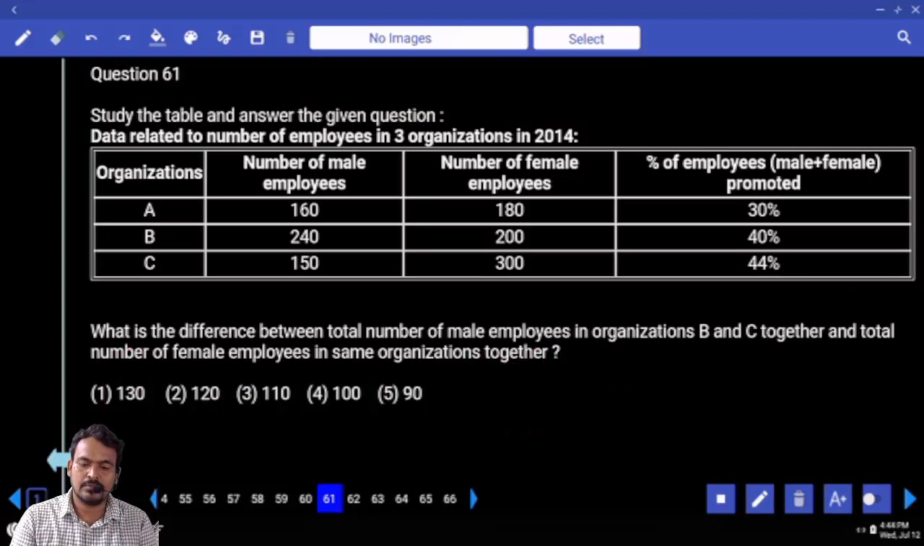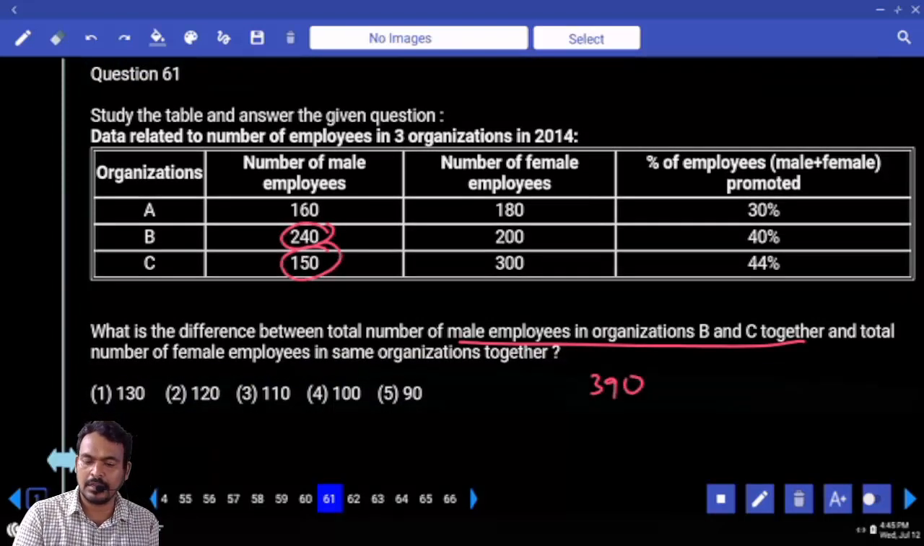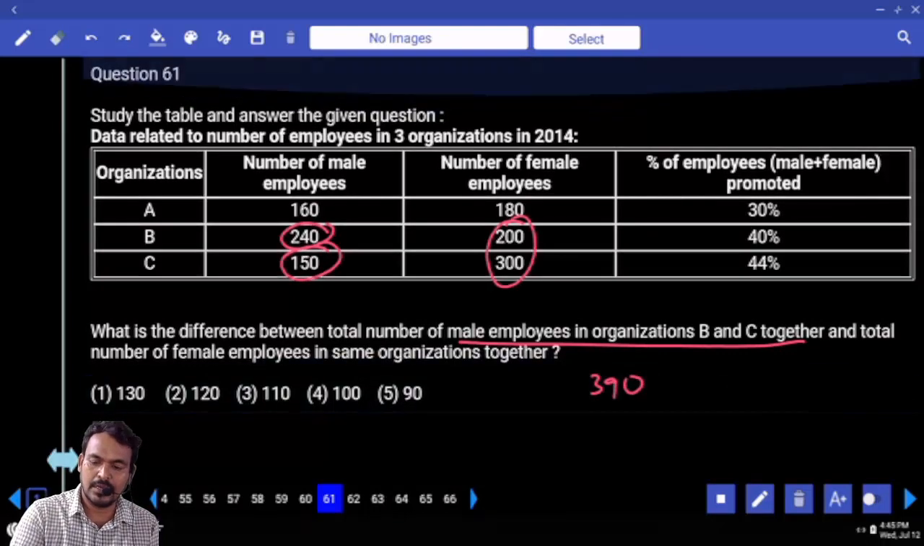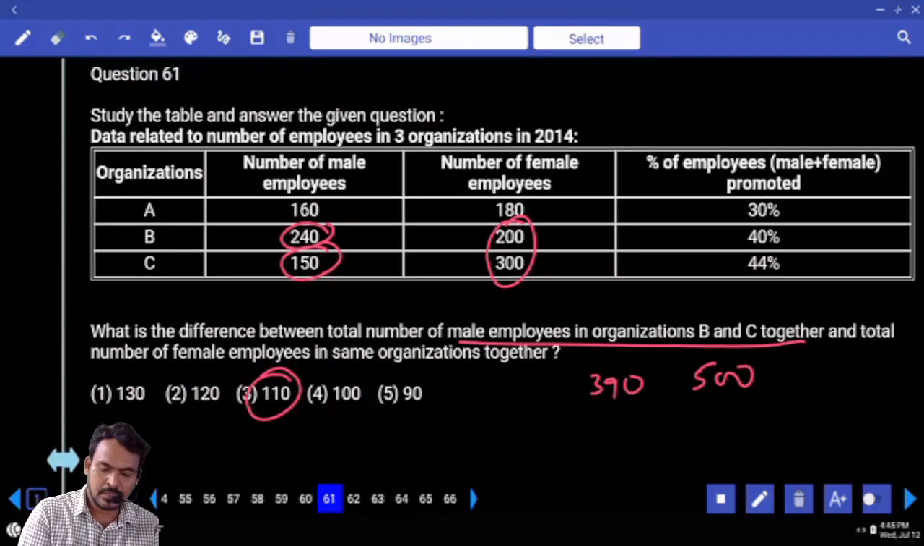Question 61. What is the difference between the total number of male employees in organizations B and C together and female employees in the same organizations? Same one. Male in B and C together. What is the male value in B? 240. C is 150. Total is 390. And in the same organizations, female value is 200 plus 300, 500. What is the difference? 110.